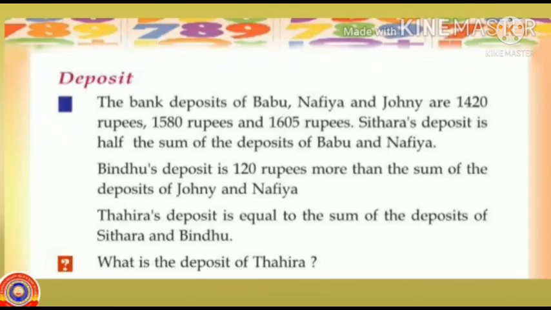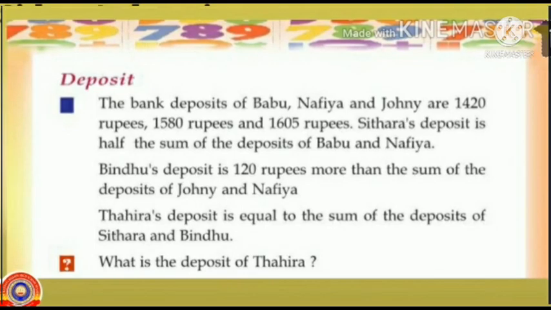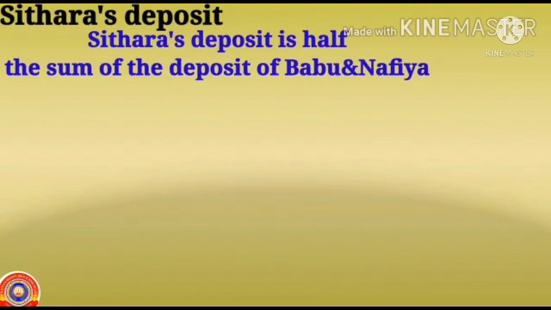We are continuing the activities in joining thousands. Today's first activity, deposit. The bank deposits of Babu, Nafia and Johnny are 1420 rupees, 1580 rupees and 1605 rupees. Sitara's deposit is half the sum of the deposits of Babu and Nafia. Children, how can we find Sitara's deposit?